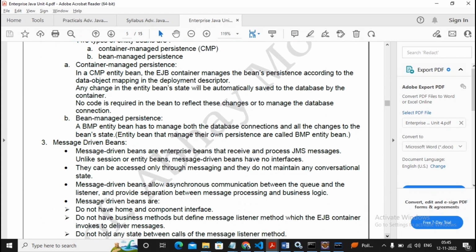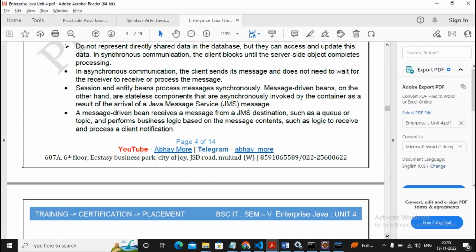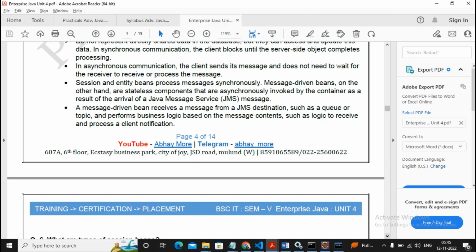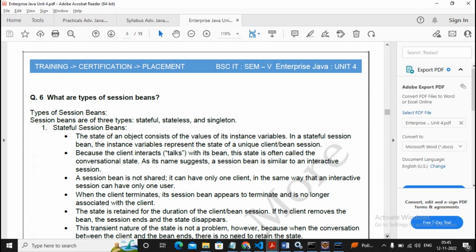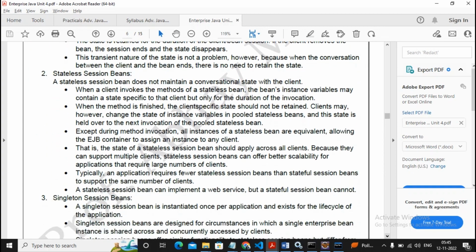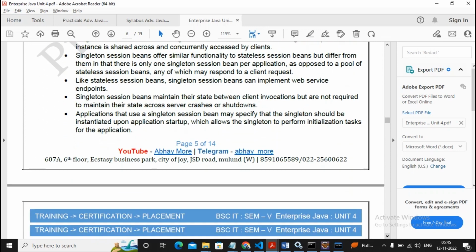Entity Bean and Message Driven Bean are also quite important beans to prepare. If you prepare this answer, that is more than sufficient for you. At least you will be able to write the introduction part of many of the sub questions like write a short note on Message Driven Bean, write a short note on Session Bean and so on. What are the types of Session Beans? I just told you: Stateful Session Bean, stateless Session Bean, as well as the singleton Session Bean. So these are the questions which are quite important for you.